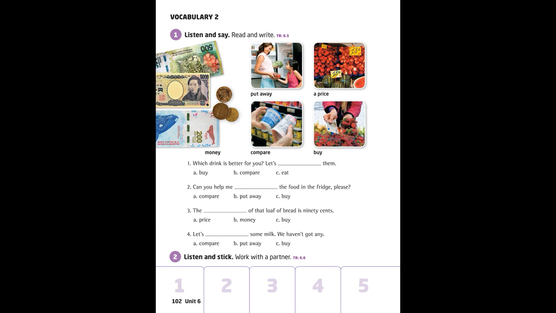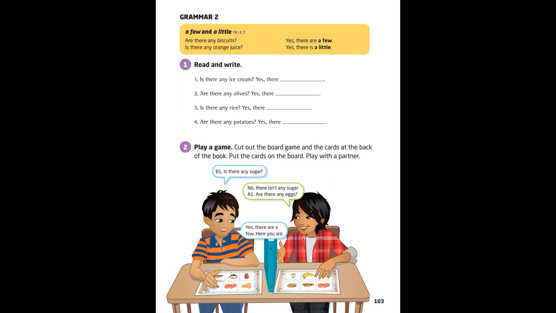Track 6.7. Grammar 2. A few and a little. Are there any biscuits? Yes, there are a few. Is there any orange juice? Yes, there is a little.